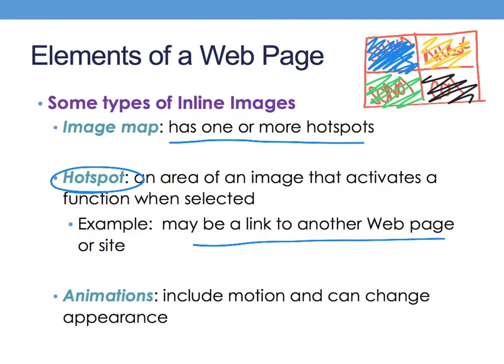Finally, you can see the third type of inline image down below. It's called an animation, and this includes some sort of motion where the picture on the screen can be changed. So looking at inline images, you need to know the terms image maps, hotspots, and animations.